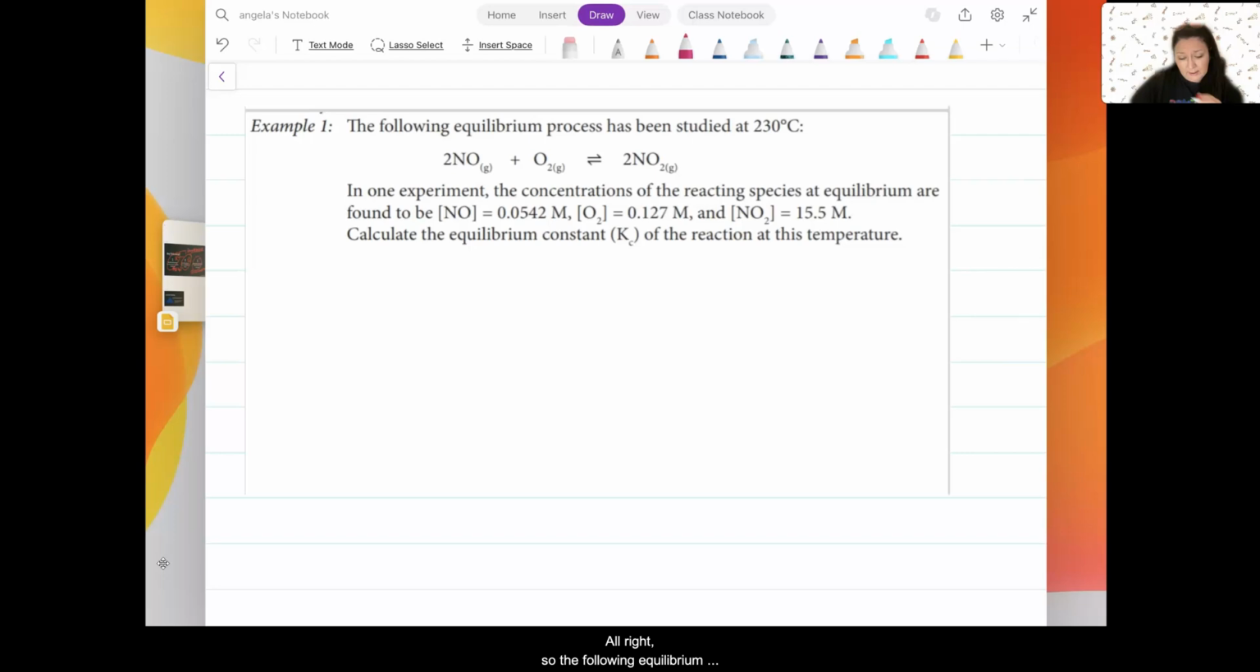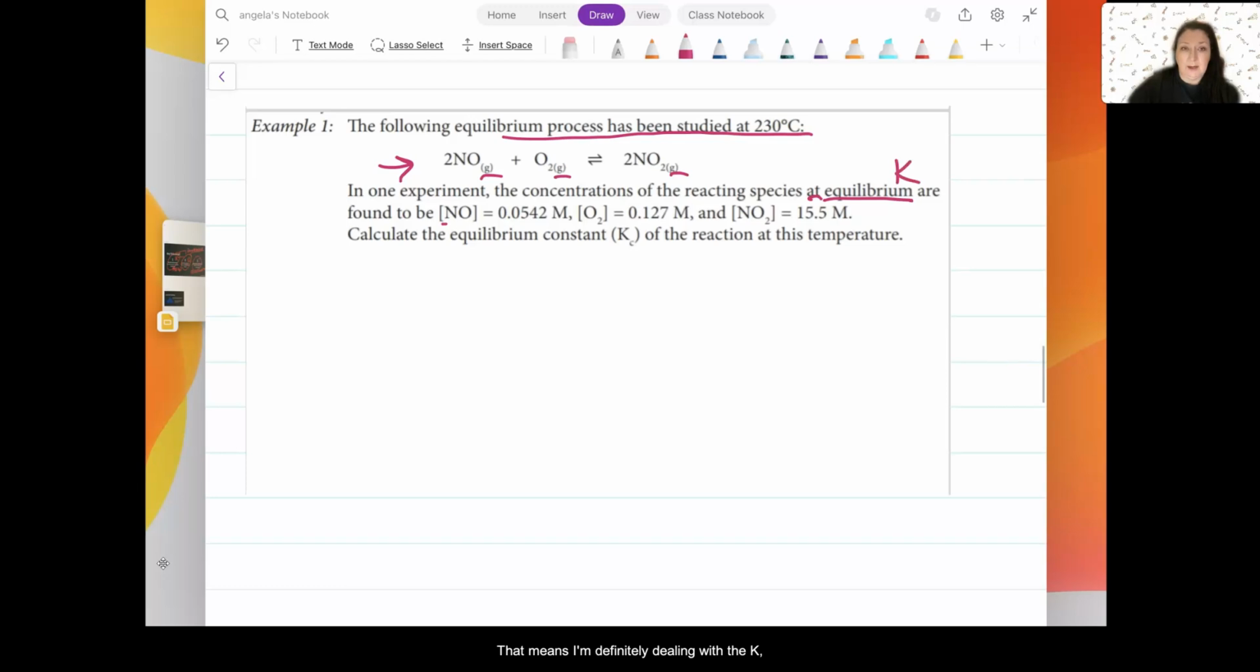All right, so the following equilibrium process has been studied at 230 degrees Celsius. So we have this equation. Notice that this is a gas, this is a gas, this is a gas. So they're gases. In one experiment, the concentrations of the reacting species at equilibrium are found to be these. They're giving me concentrations at equilibrium, so that means I'm definitely dealing with a K. I'm not dealing with a Q.